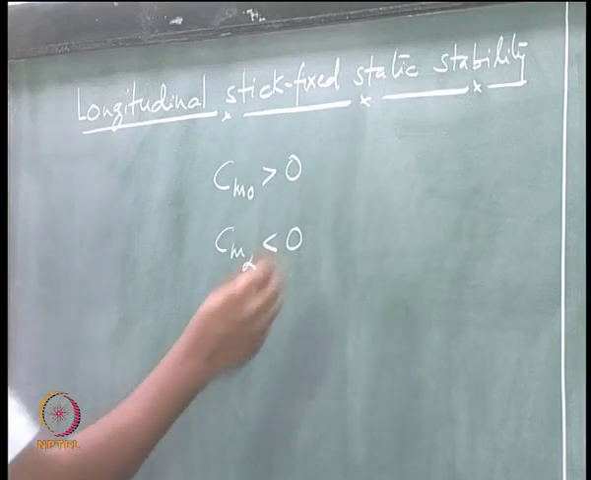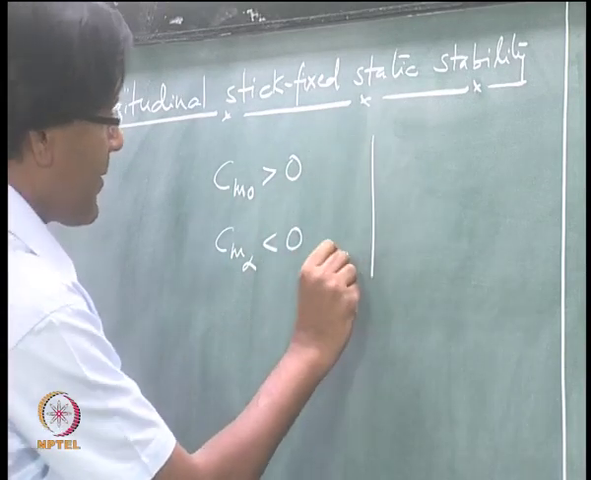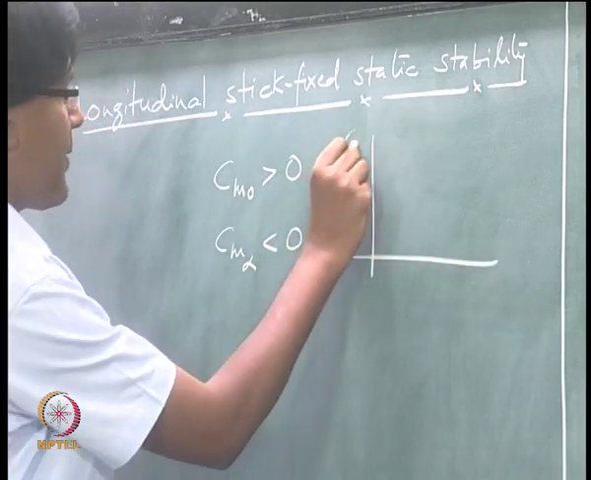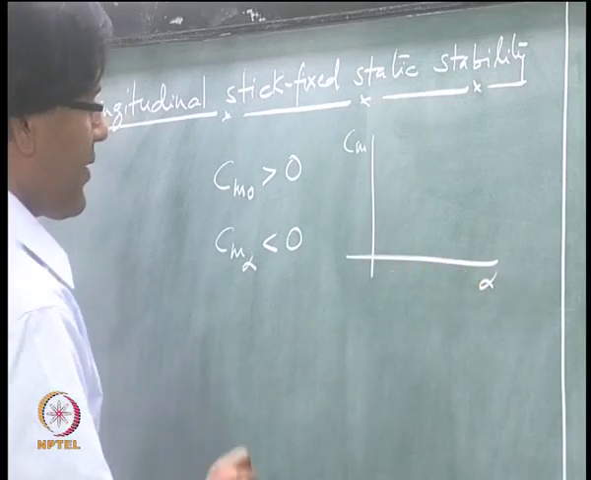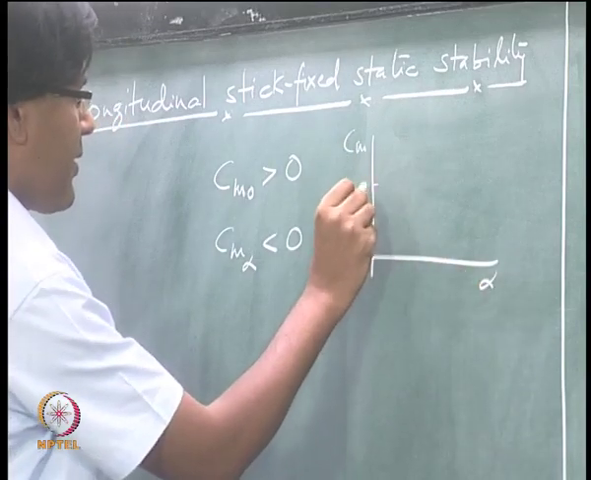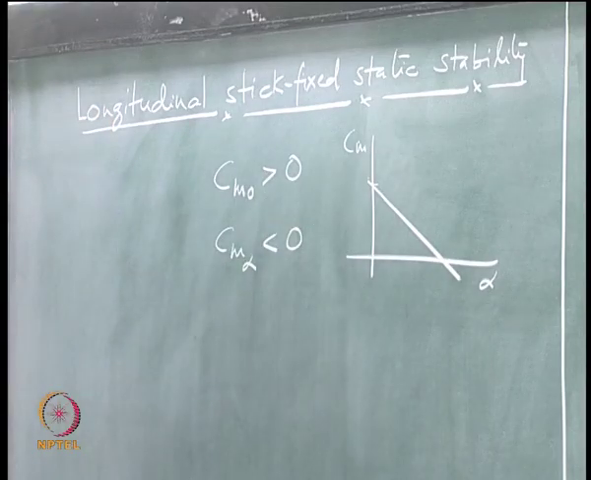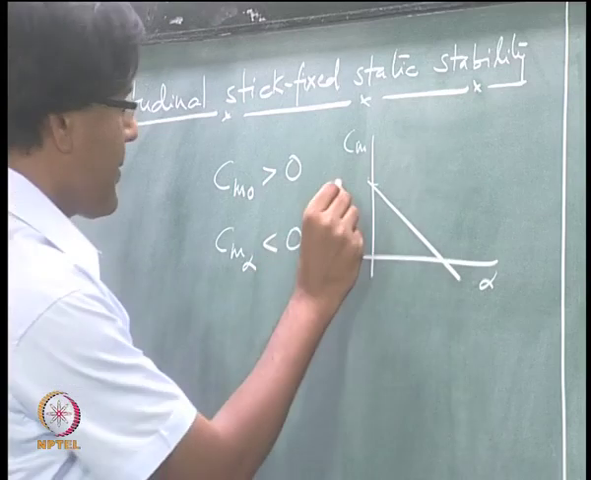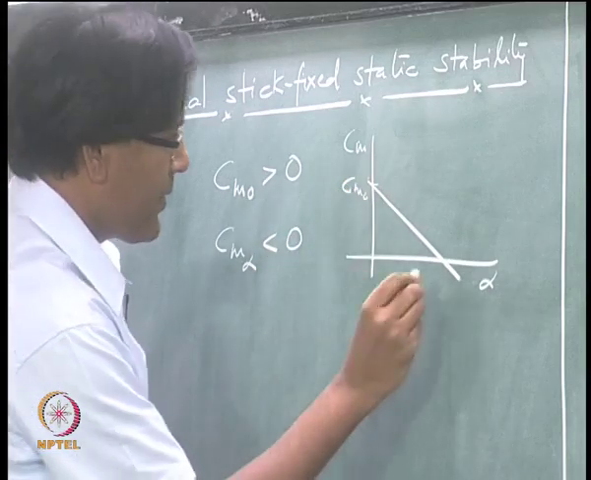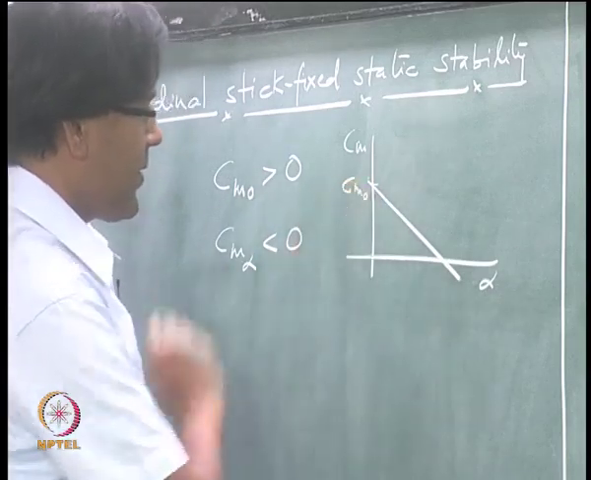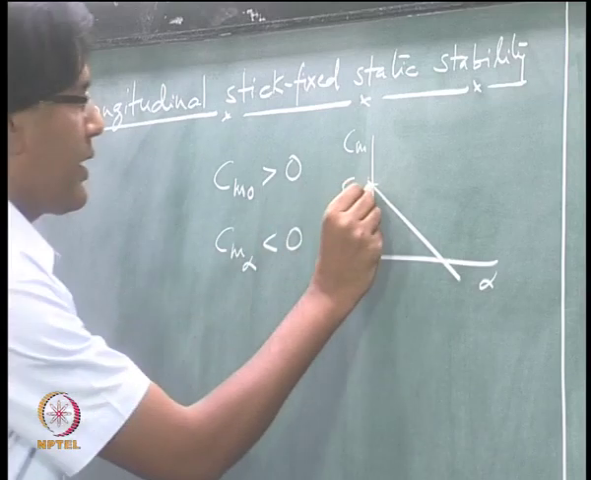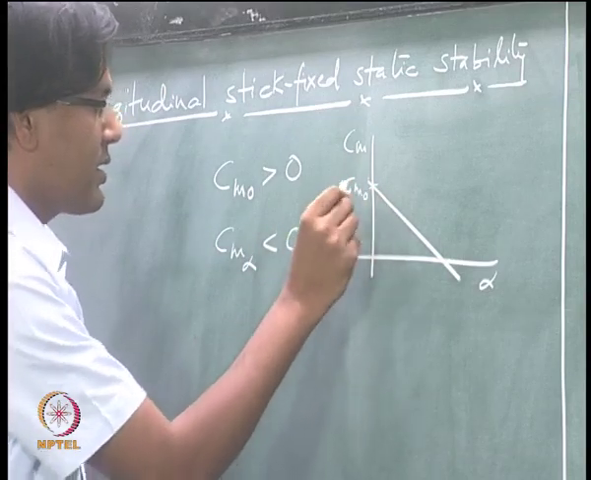So, we want to put it graphically. This is how the curve for the whole airplane should look like. Right. This quantity is Cm naught.